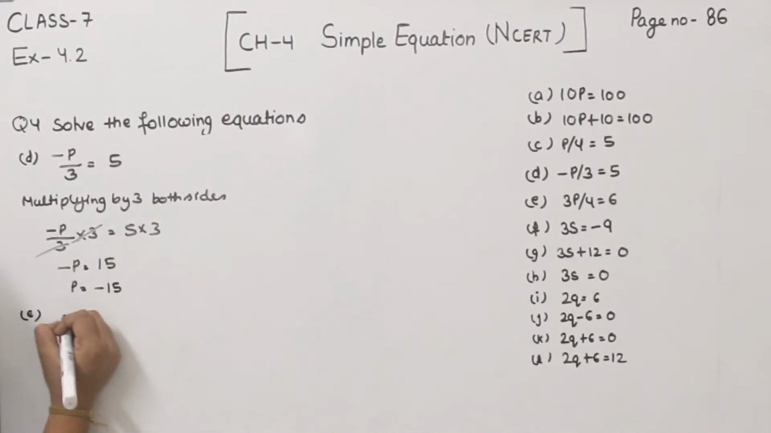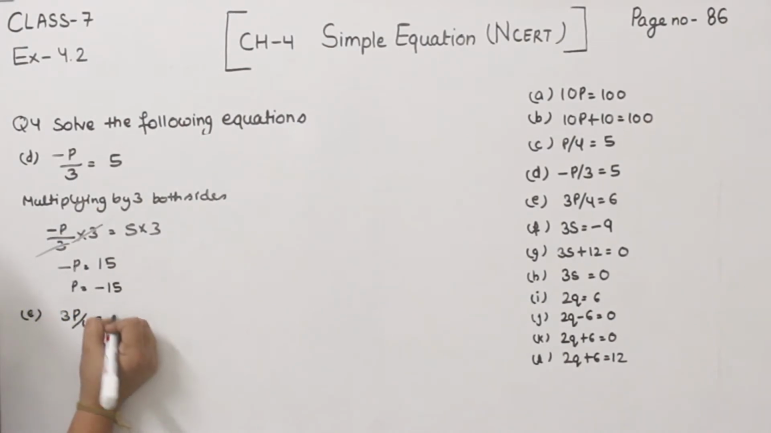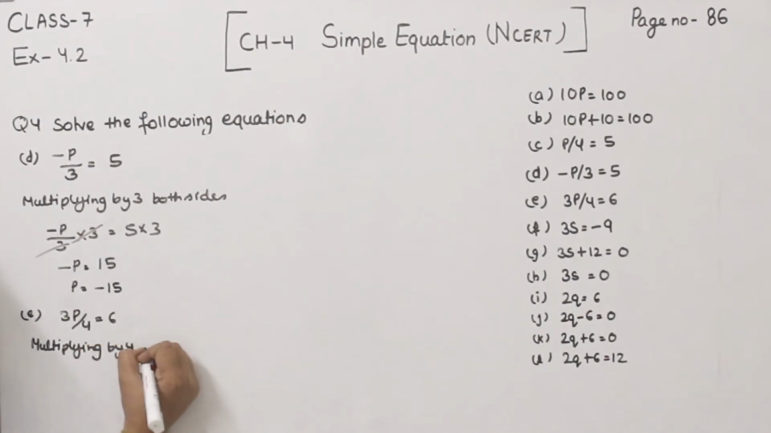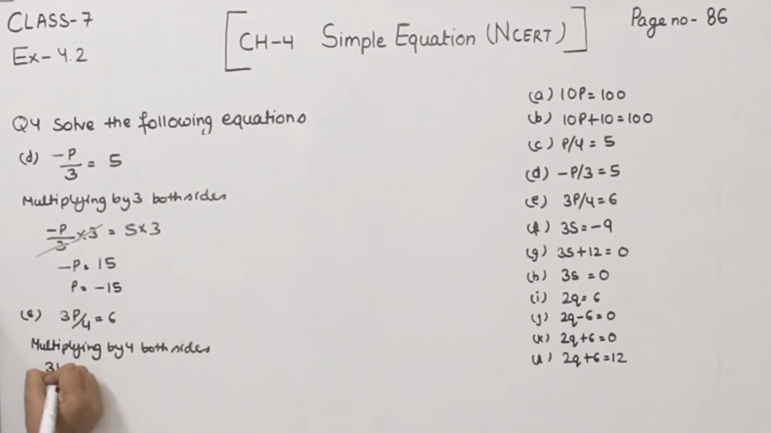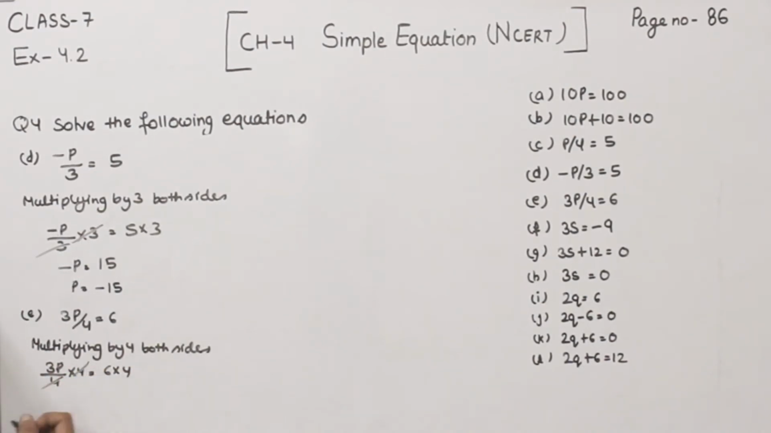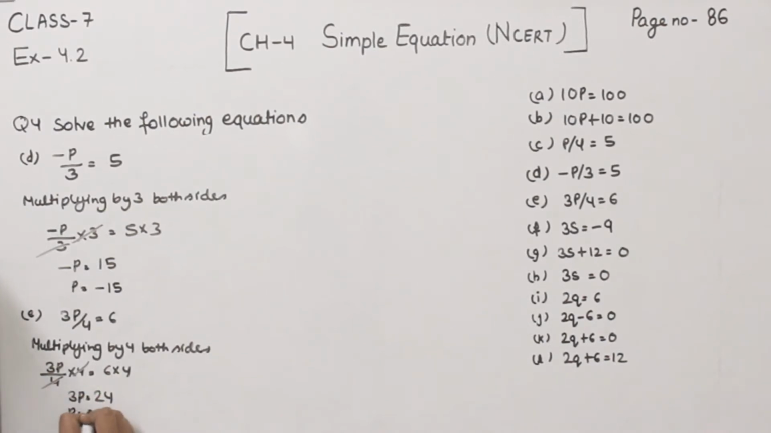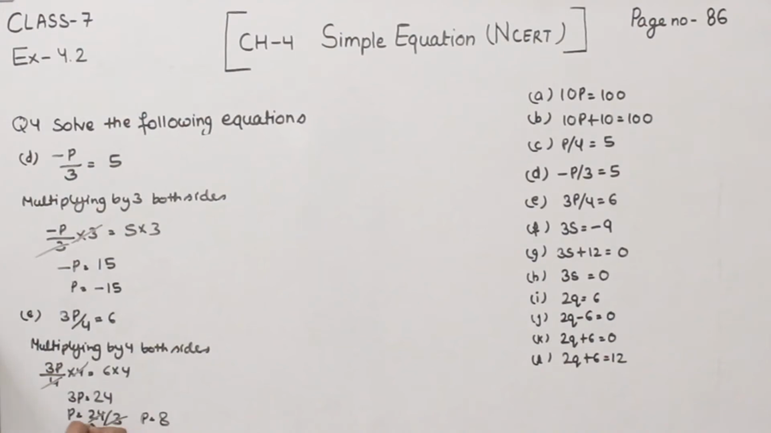Now comes to the part E. 3p divided by 4 is equal to 6. First we will multiply it by 4. Multiplying by 4 both sides. Now 3p divided by 4 multiply by 4 and 6 multiply by 4. Now both of them cancel. Now 3p is equal to 6 4s are 24 and p is equal to 24 divided by 3 and p is equal to 8. 3 8s are 24.